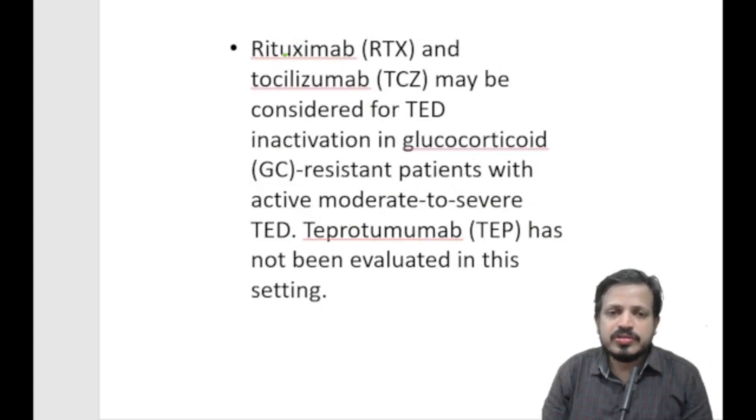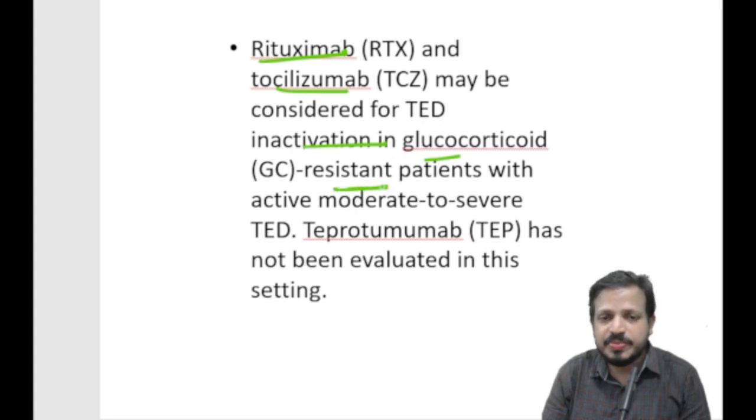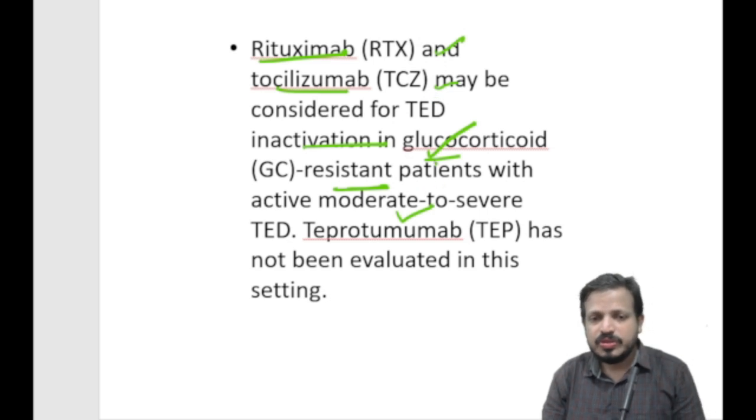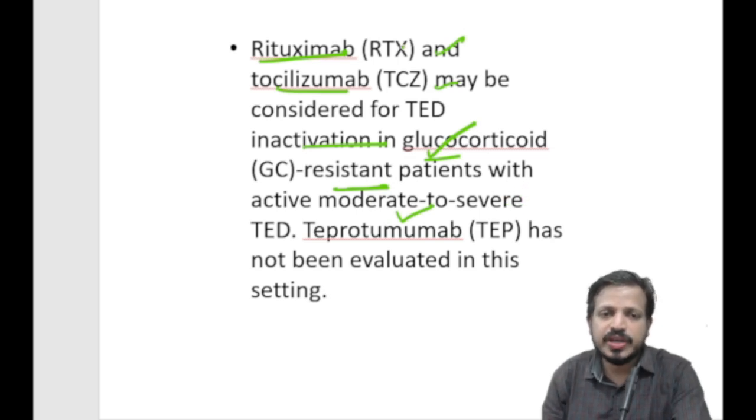Then coming to other drugs like rituximab and tocilizumab. These two drugs we can give when there is inactivation in the glucocorticoid resistant patient with moderate to severe active thyroid eye disease. When there is glucocorticoid resistance, we can give tocilizumab and rituximab. Another drug is teprotumumab. Teprotumumab we cannot use in this condition of glucocorticoid resistance. Only we can use rituximab and tocilizumab.